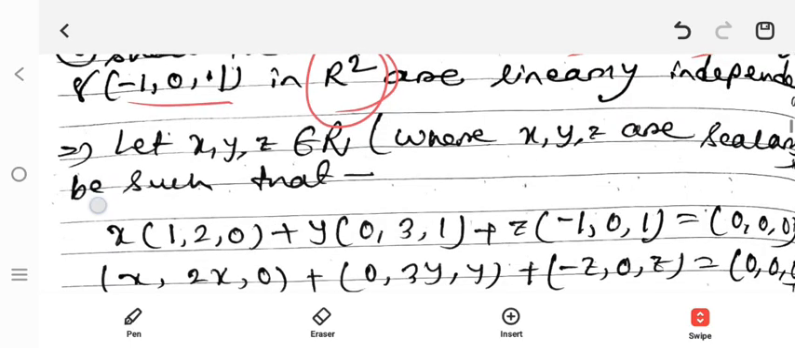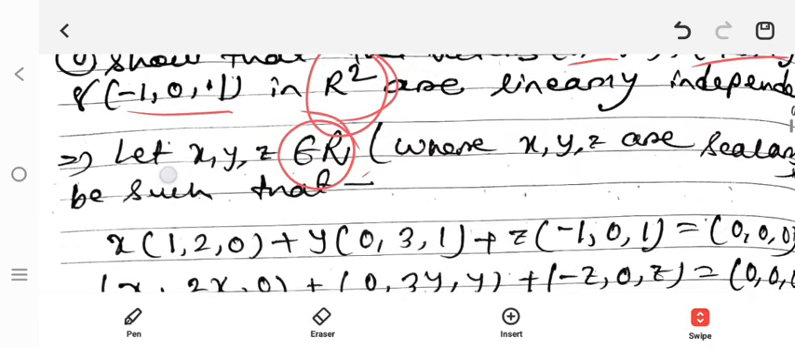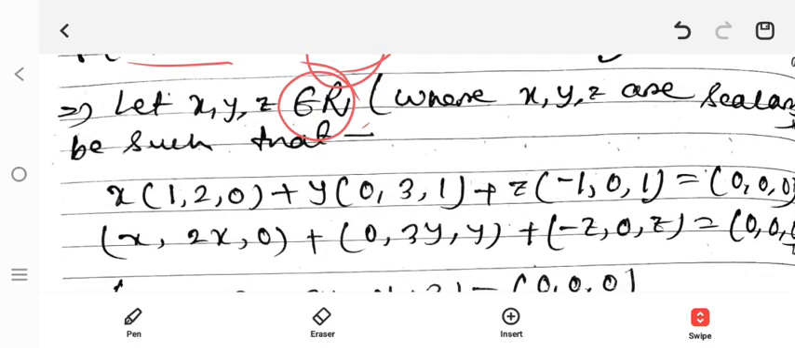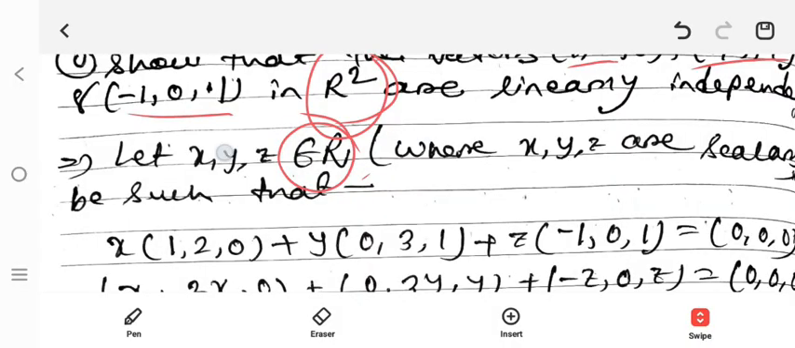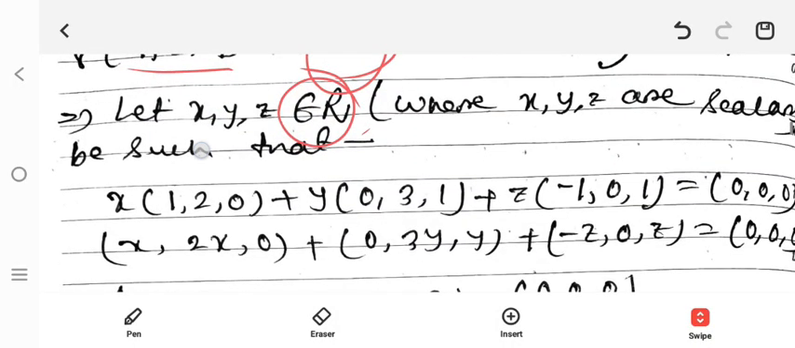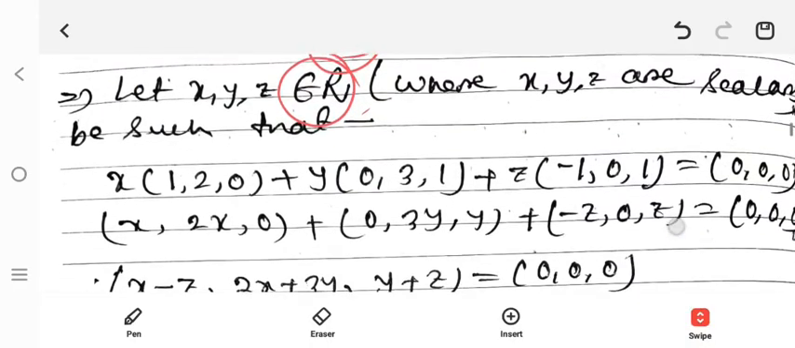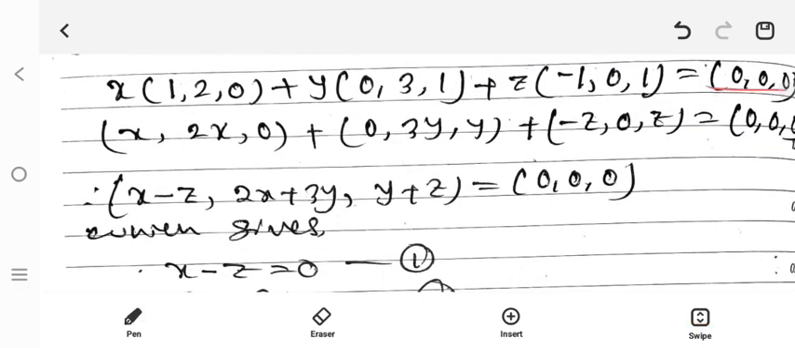So let x, y, and z belong to the set R of real numbers, where x, y, and z are scalars, such that we multiply x with our first vector, plus the second scalar with the second vector, plus the third scalar with our third vector, and sum together, which is equal to (0, 0, 0). This is the zero vector, or null vector.